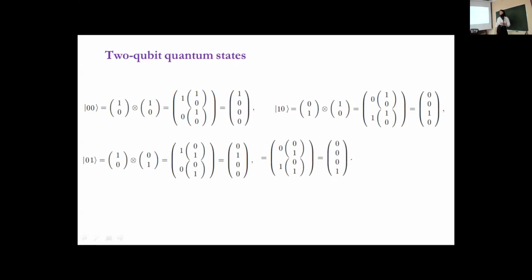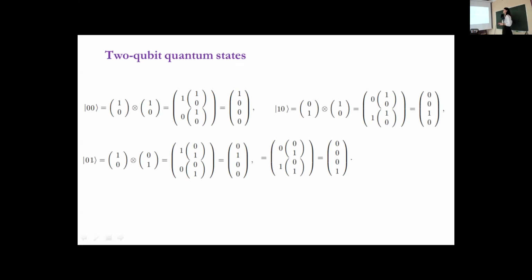Then, a more complicated case. If we have not just single qubit quantum states, but we have 2, 3, 4, and more qubits in our systems. Let us first of all consider just the 2 qubit case. In this situation, we can consider 4 different basis vectors: 0 0, 1 0, 0 1, sorry, this is some mistake of representation, and 1 1. How can we find the matrices corresponding to these states?